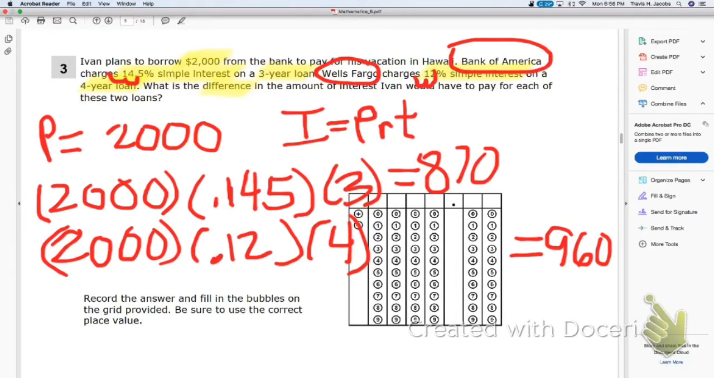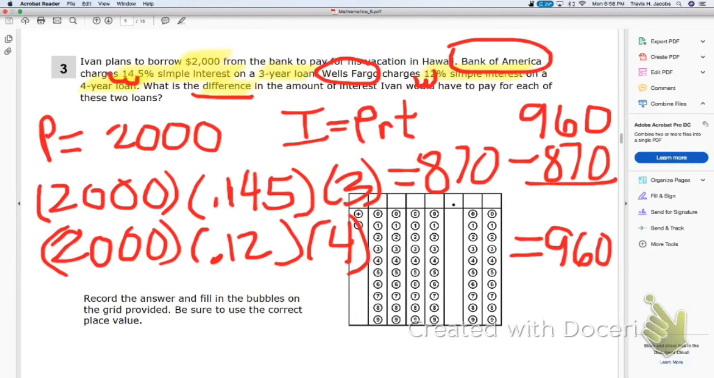You're going to find the difference. That's what they're asking for, because you can't have two answers. So you're going to take 960 minus 870. There are no negatives on the grid, so you do not want a negative answer. If you need to manipulate, that's fine. 960 minus 870, and you're going to get 90.